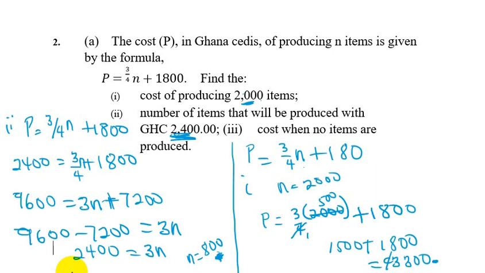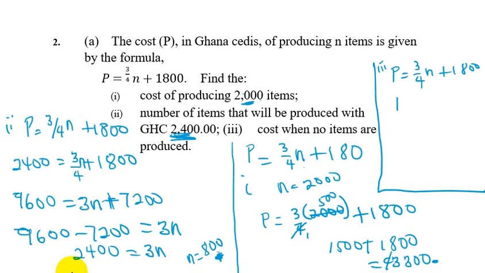Now the last one says that when no item is produced, we should find the cost. So with that one, let me do it somewhere here. So no item, we will still write the formula. So P equals 3 over 4n plus 1,800. Now no item, so the n is 0.